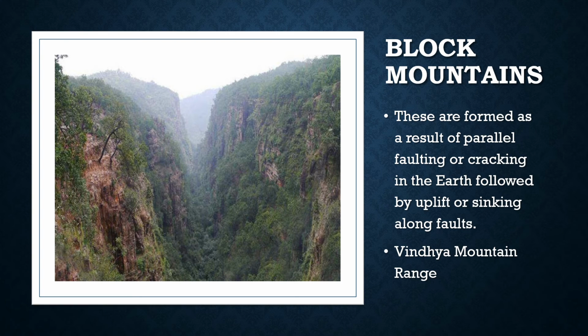Next, block mountains. These are formed as a result of parallel faulting or cracking in the earth, followed by uplift or sinking along faults. In block mountains, the uplifted block forms a horst or a block mountain. The dropped block is termed as graben. The best example is the Vindhya mountain range in India.